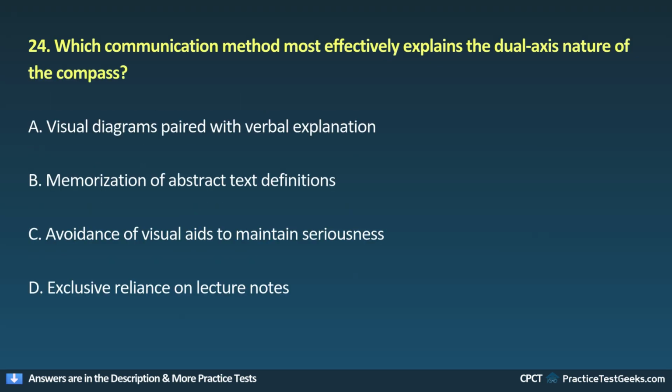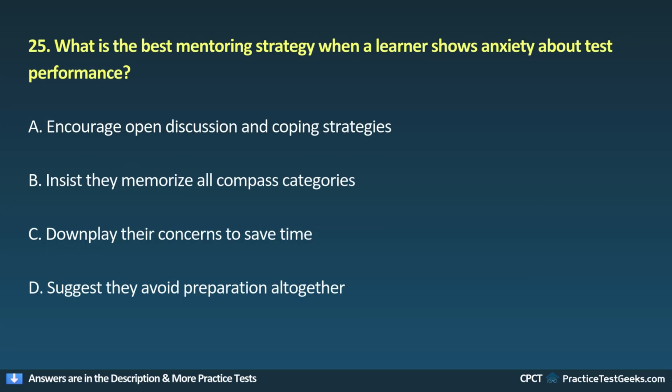24. Which communication method most effectively explains the dual-axis nature of the compass? A. Visual diagrams paired with verbal explanation. B. Memorization of abstract text definitions. C. Avoidance of visual aids to maintain seriousness. D. Exclusive reliance on lecture notes.